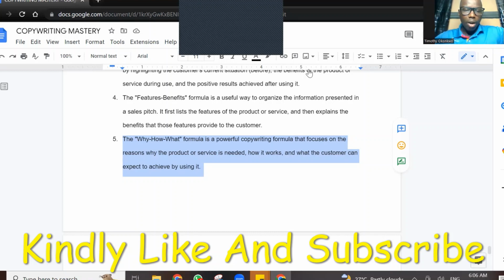Then you have the why, how, what formula. It's a powerful copywriting formula that focuses on the reasons why the product or service is needed, how it works, and what the customer can expect to achieve by using it. All right, so it's pretty simple, it's pretty straightforward. Why do you need this? How does it work? And what do you expect by using it.